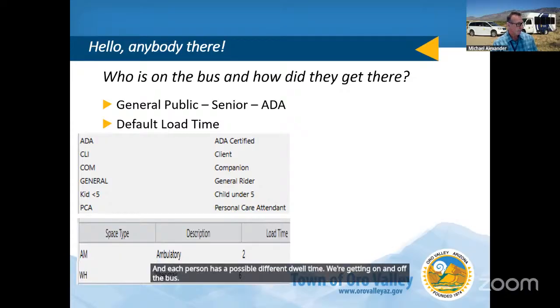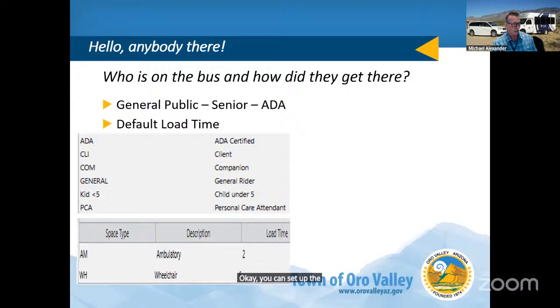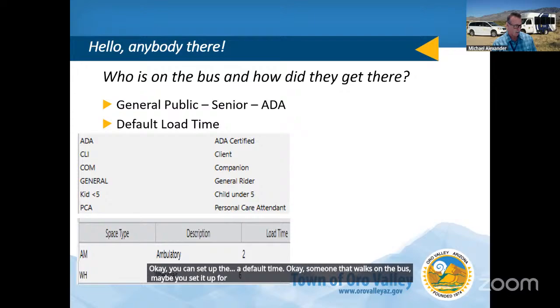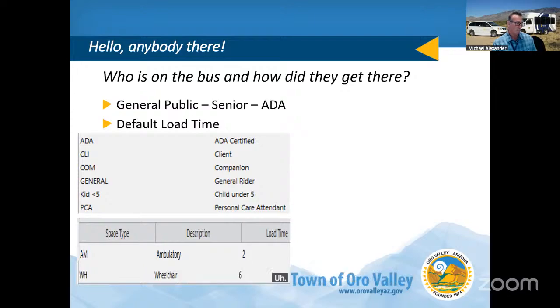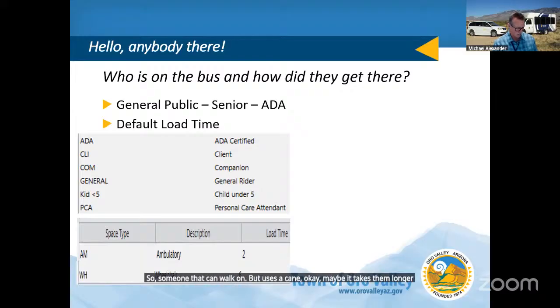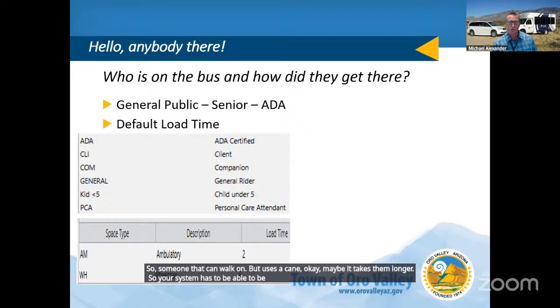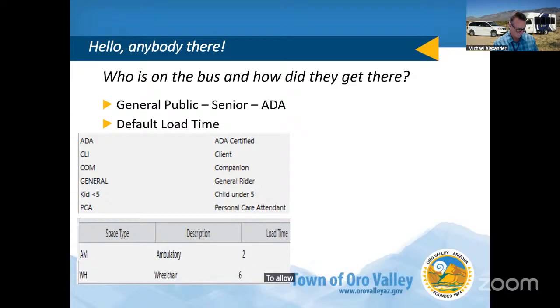Okay, you can set up a default time. Someone that walks on the bus, maybe you set it up for 2 minutes. Someone with a wheelchair, maybe it's 8 minutes. That's the default. But again, everybody's got different ways to move around. So someone that can walk on but uses a cane, maybe it takes them longer. So your system has to be adjustable to allow for that.